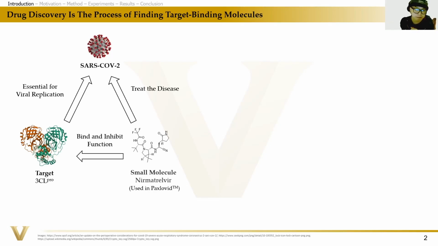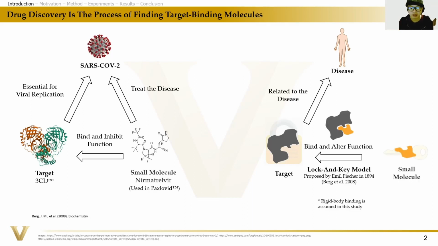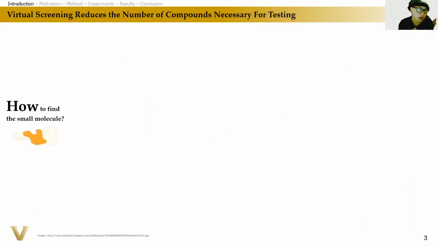So in a similar fashion, for a certain disease, scientists will first try to identify some target that is related to the disease, and then scientists will try to find a small molecule that can bind and alter the function of this target. So by altering the function of the target, essentially this small molecule helps cure the disease. Then the question is how to find this small molecule.